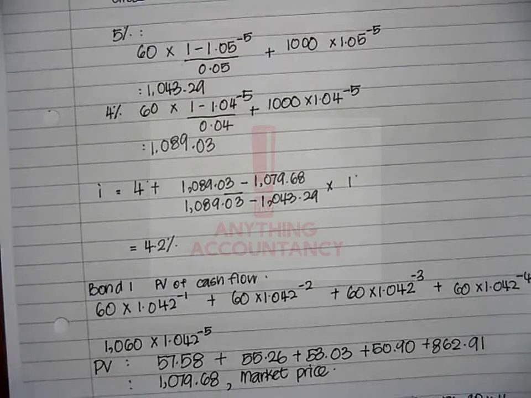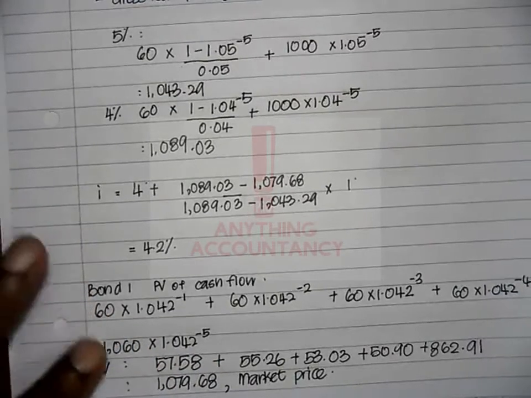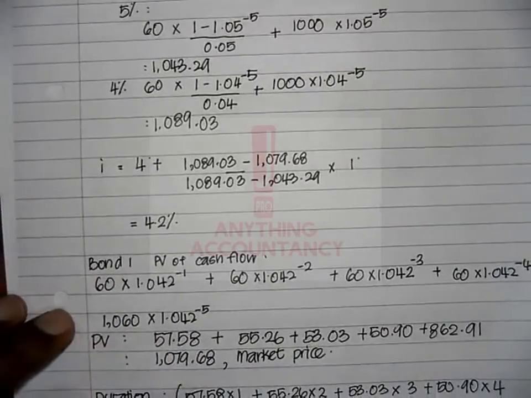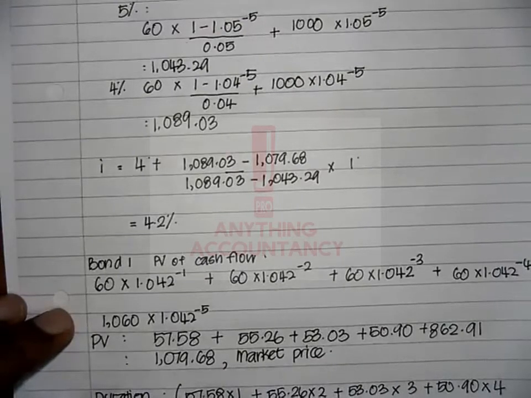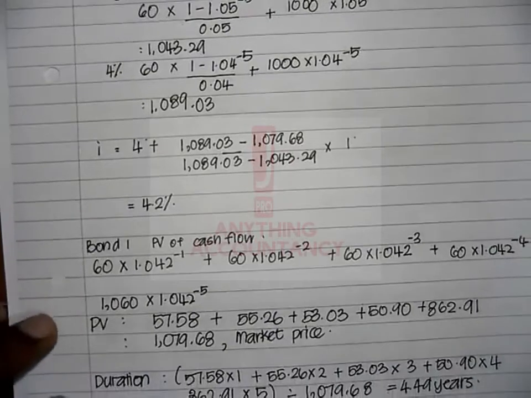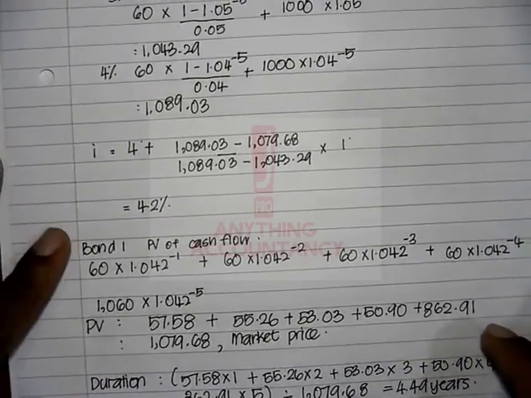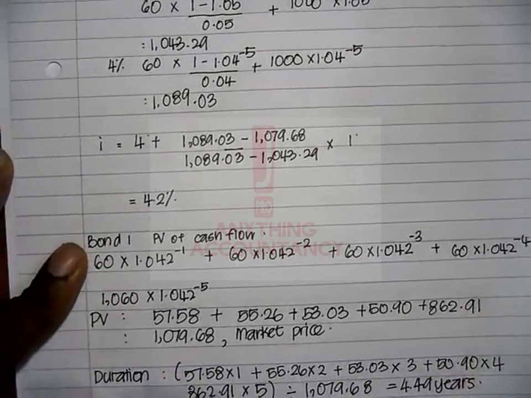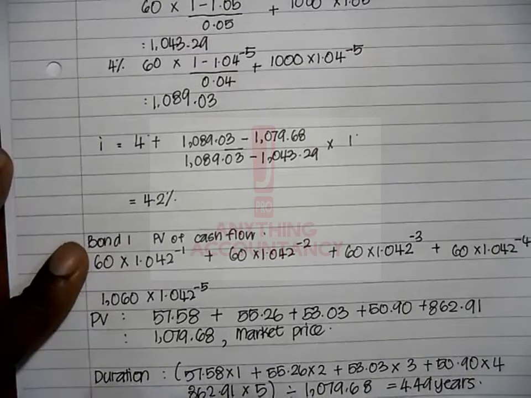So they already said that bond 2 has the same kind of gross redemption yield, which means now you can calculate the Macaulay duration for bond 2. Bond 2, PV of cash flow. Remember the gross redemption yield is the same, but here the cash flow is going to be 40 because the coupon is 40, times 1.042.